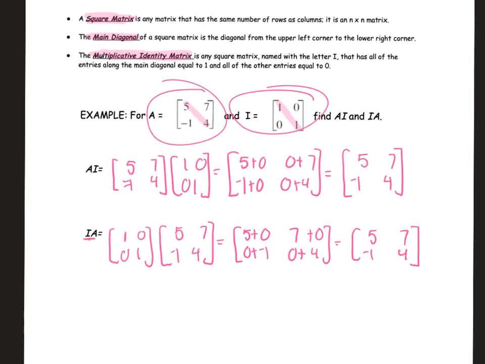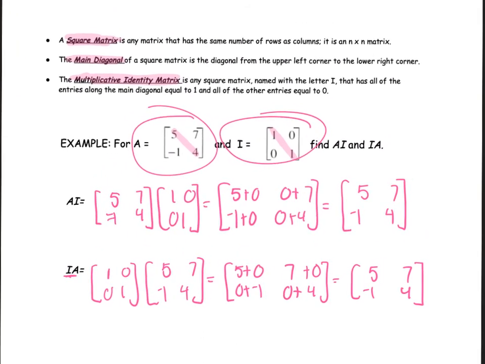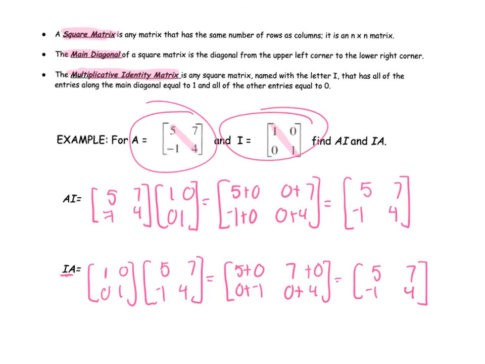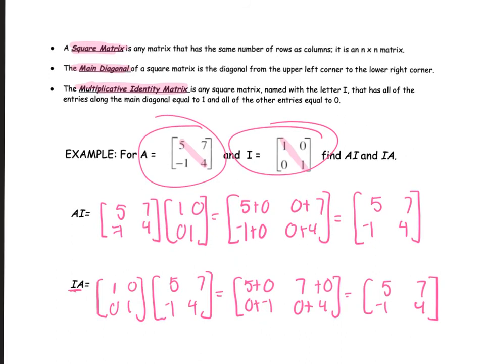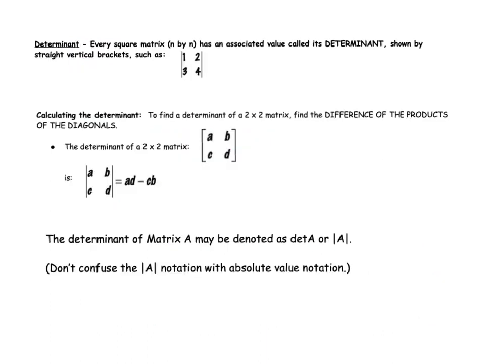This is one instance where matrix multiplication is actually commutative. So when you are multiplying a square matrix by its identity matrix, multiplication is commutative.